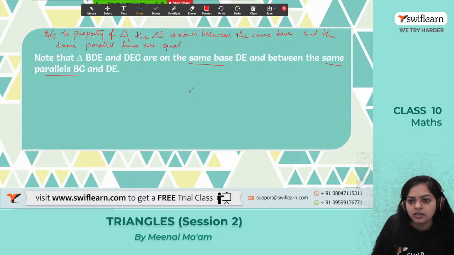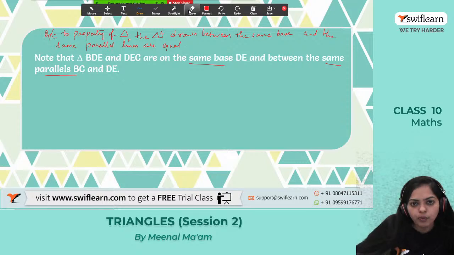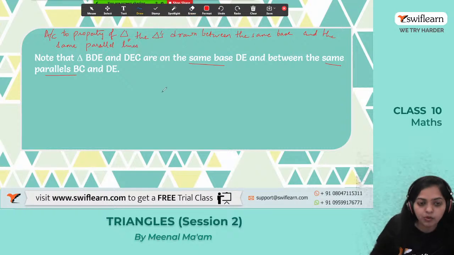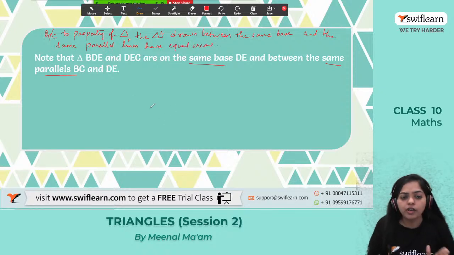Triangles drawn between the same base and the same parallel lines have equal areas. Got it, everyone? So according to the property of triangles, triangles drawn between the same base and the same parallel lines have equal area.